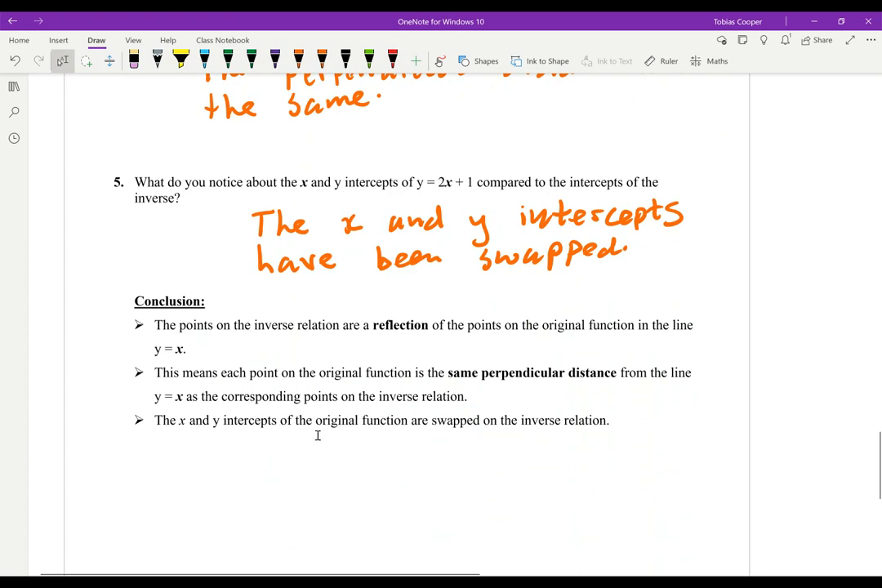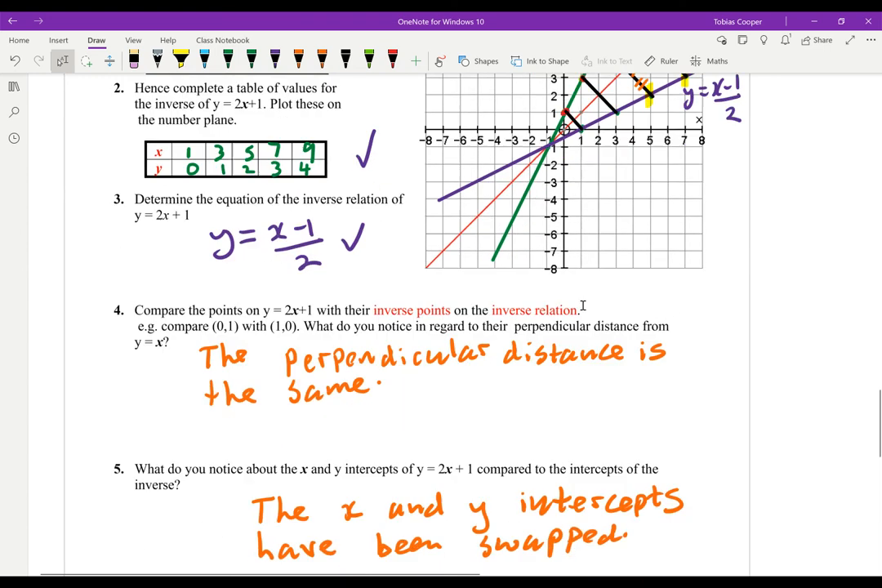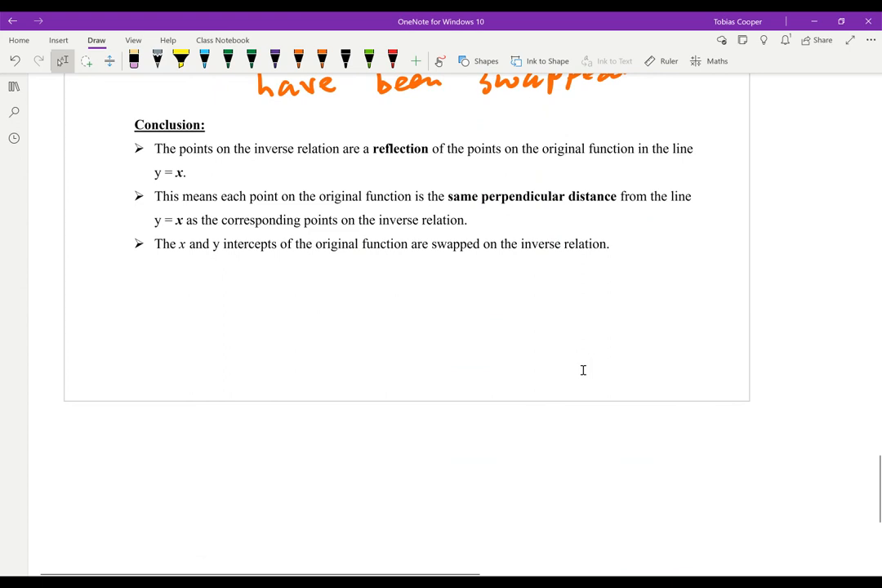Okay, and last of all, the x and y intercepts of the original function are swapped on the inverse relation. So have a look. The x-intercept of 0, 1 now becomes a y-intercept of 0, 1 now becomes an x-intercept of 0, 1. And that is it.